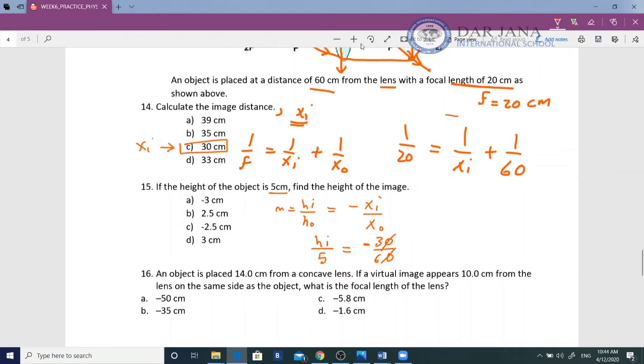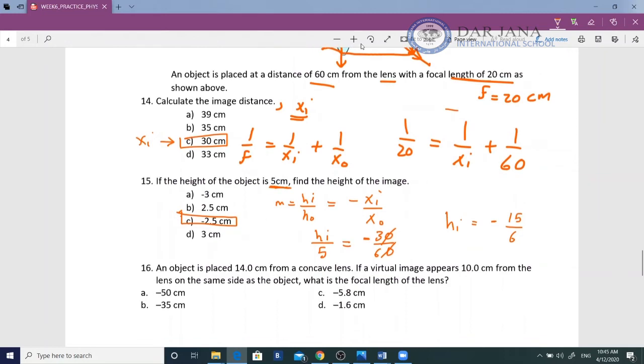So the answer will be hi is equal to negative 15 over 6. So it is negative 2.5. Yes, it's negative 2.5 centimeter. As you see, the image here is less in height than the object. It's shorter than the object.